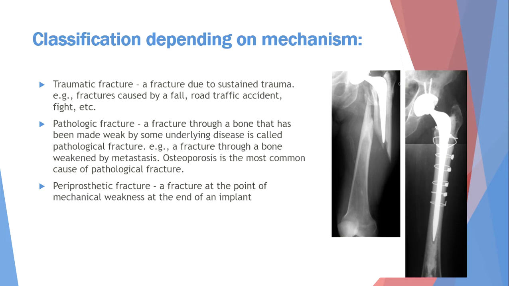Periprosthetic fracture, a fracture at the point of mechanical weakness at the end of the implant. Here we see on the picture one type of the periprosthetic fracture, because we have here more dense structure inside the bone and bone crushed exactly on this side.